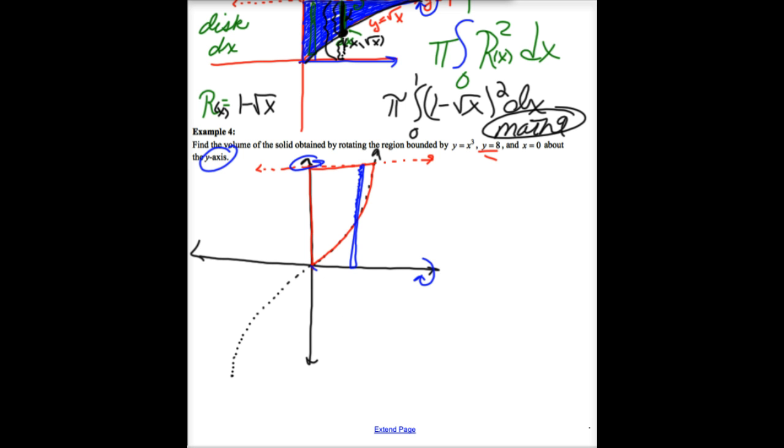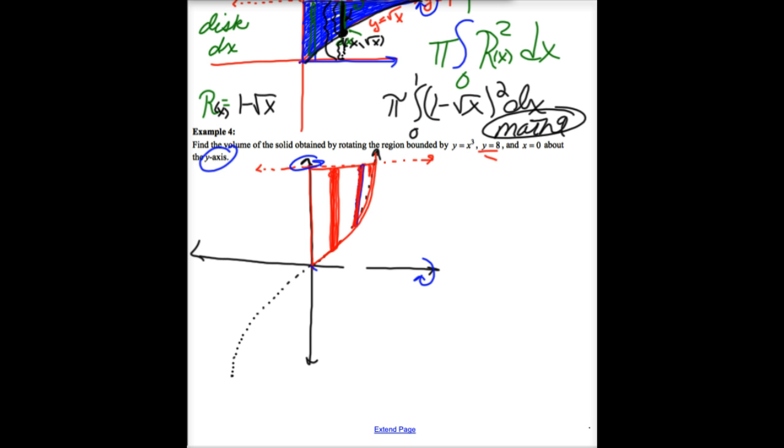But when I draw it, going about the y-axis, my radius is always drawn perpendicular to the axis of rotation and out to the outer edge of the curve. And I can draw it anywhere. I can draw it there, I can draw it here. If you really want to have fun, draw it in here. But I just need one representative slice, because if I can get one of them, I got them all.